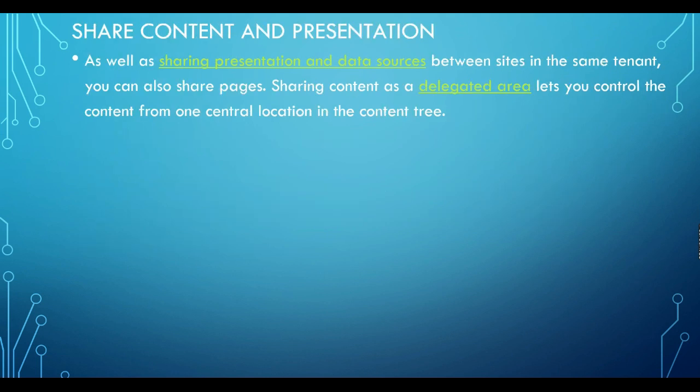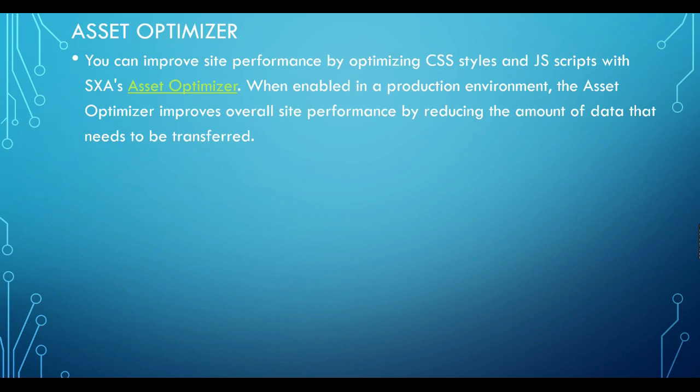Shared content and presentation: everything is shareable here, so there is not much to discuss. Everything is shareable between the tenants. Asset optimization: we are going to discuss styling and JS scripts. Assets will be optimized when going to production. The performance of the site should be increased, so we can reduce the amount of data that needs to be transferred. Asset optimization enables minification and eliminates unwanted comments from the CSS and JS scripts.